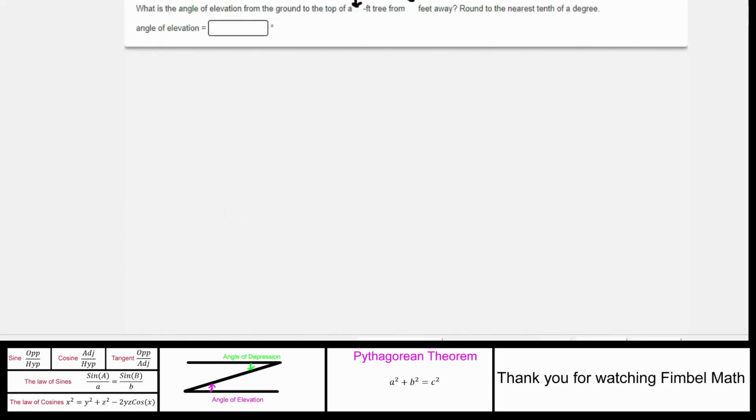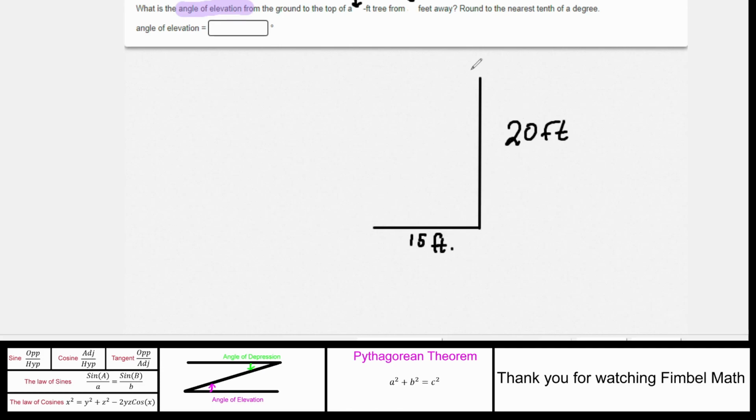All right, and our last question that I added says, what is the angle of elevation? So I know I'm going to have to find theta here. From the ground to the top of a 20-foot tree from 15 feet away. Let's draw this. Let's keep it simple. Here's my tree. We know it's 20 feet tall. And we know we are 15 feet away. I'm not going to be able to draw that straight line. So let's say we're about right here. And that's 15 feet.